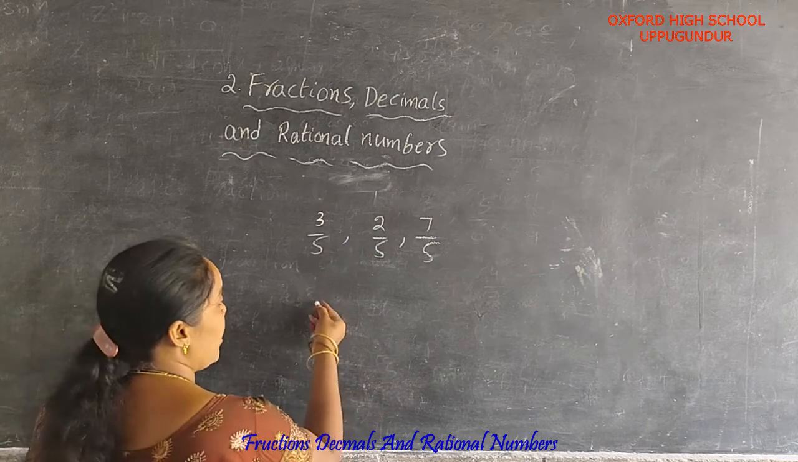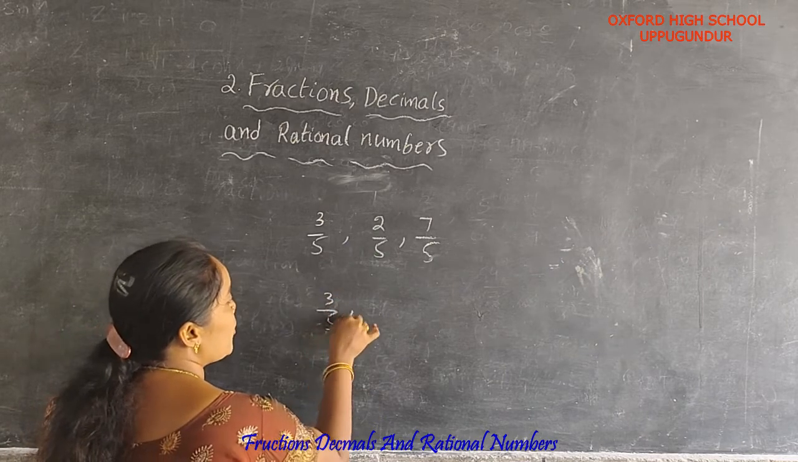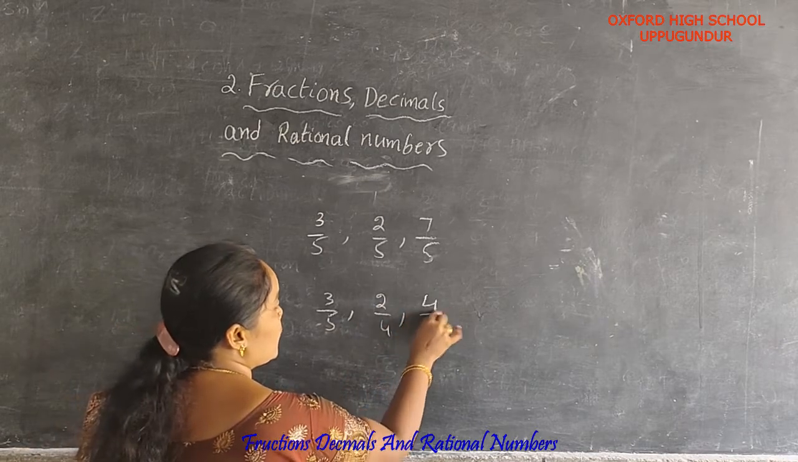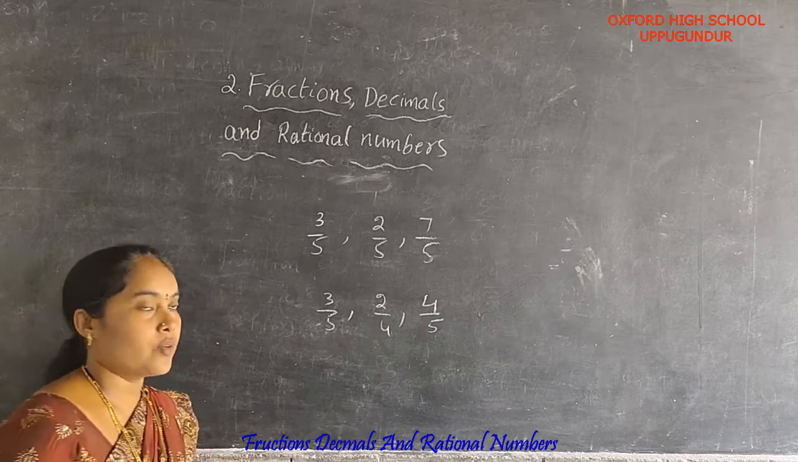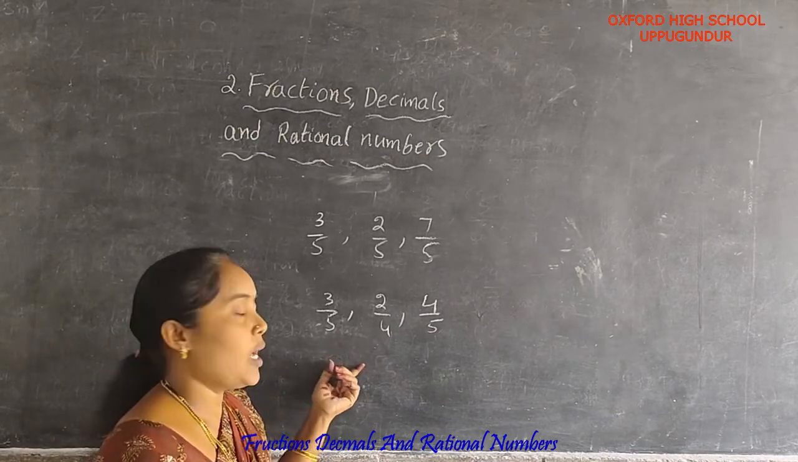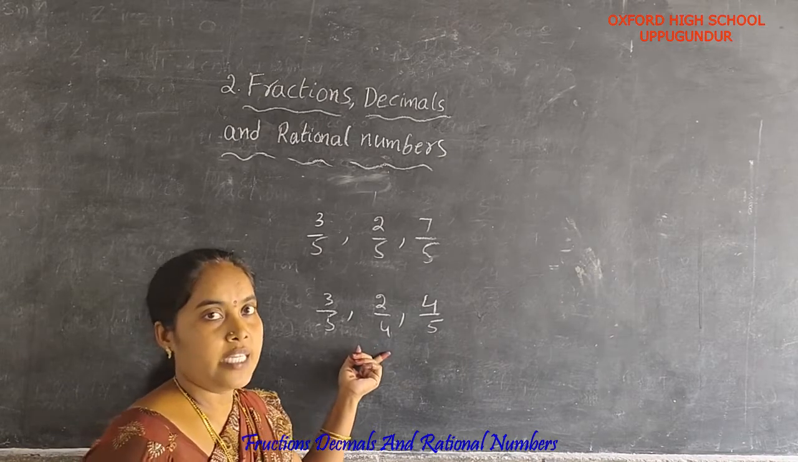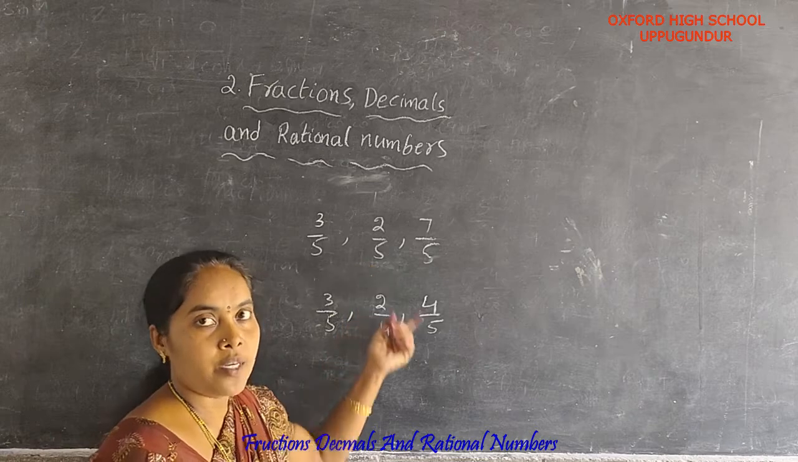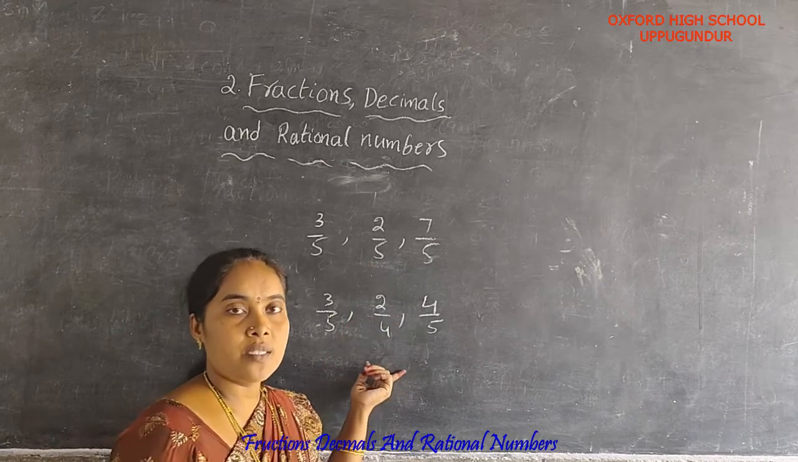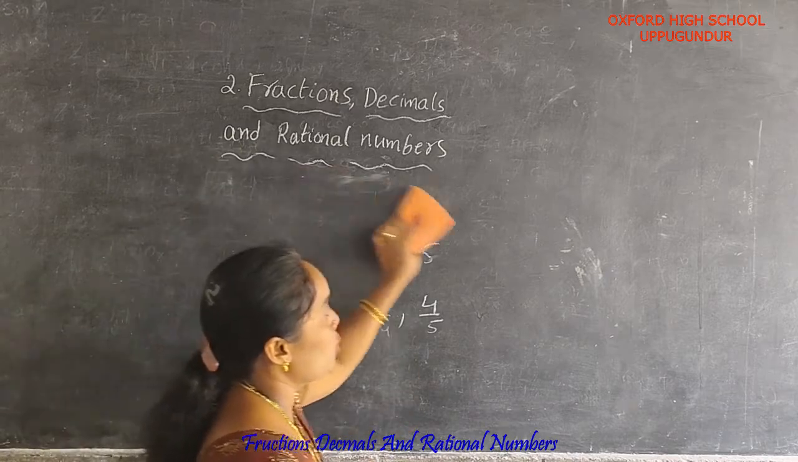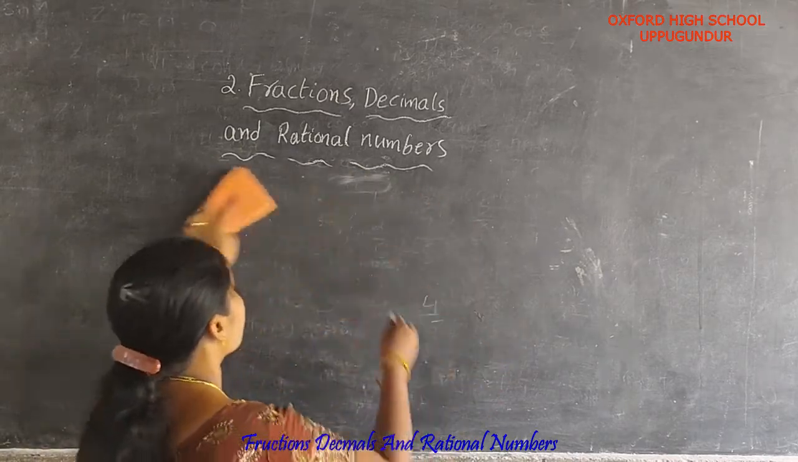Unlike fractions. 3 by 5, 2 by 4, 4 by 5. Denominators are different. Unlike fractions means denominators are different. Like fractions have denominators the same. Unlike fractions, denominators are different. Okay. Next, we are going to Exercise 1.